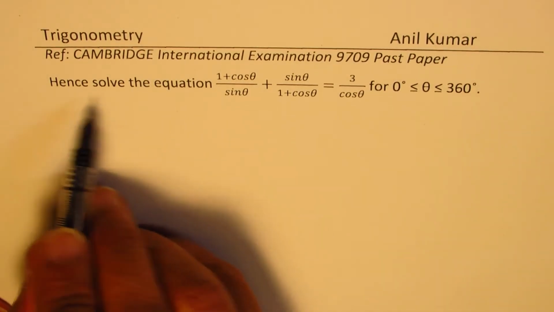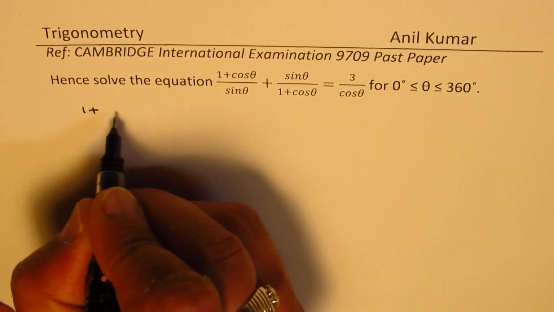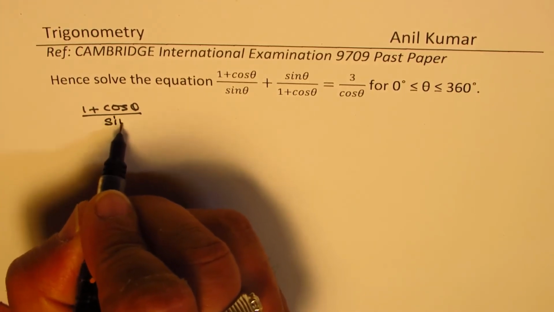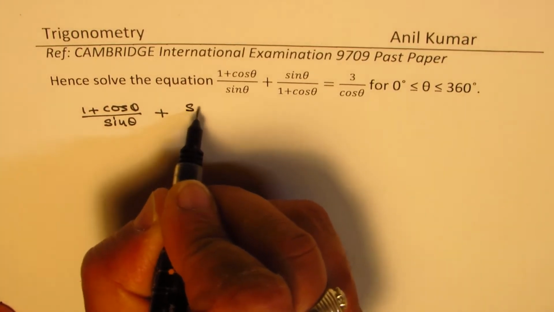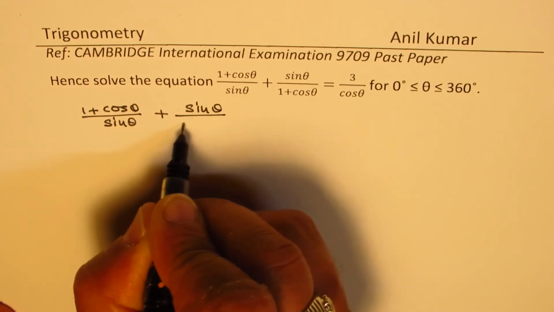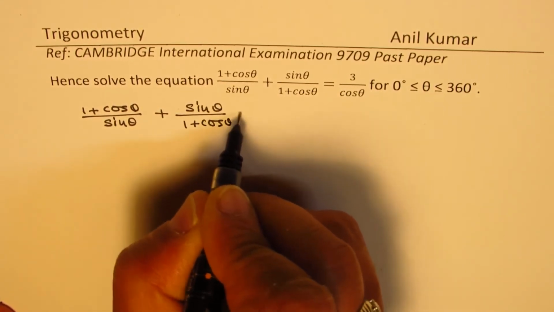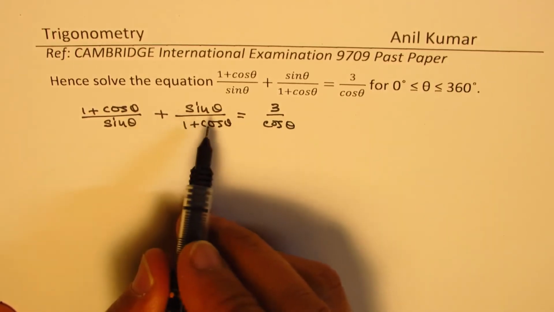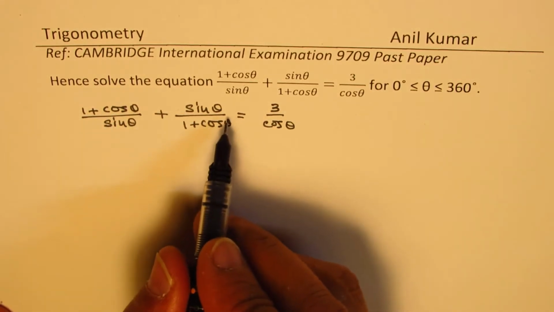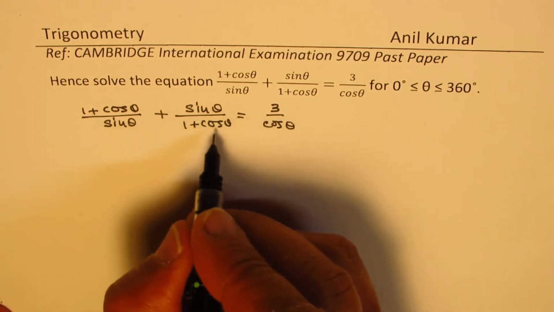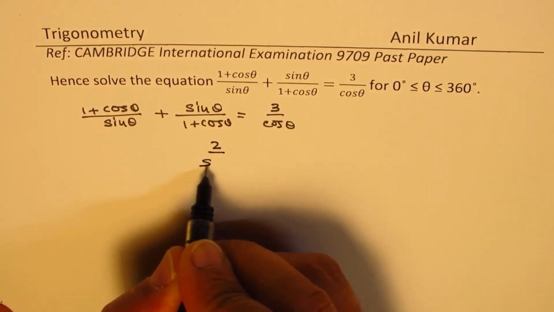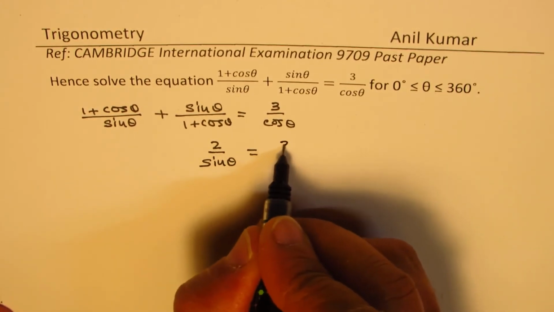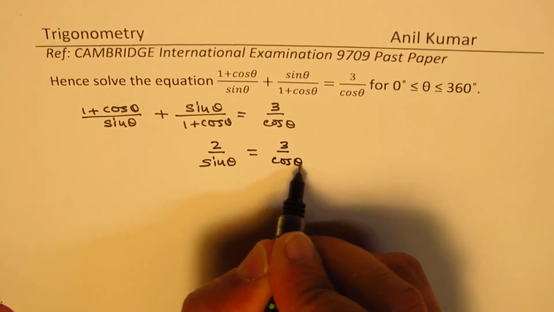So now we need to solve the equation, which is (1 plus cos theta) over sin theta plus sin theta over (1 plus cos theta) equals 3 over cos theta. We just proved that the left side is basically equal to 2 over sin theta, right? So we know this is 2 over sin theta, which was from part A, equals 3 over cos theta, correct?